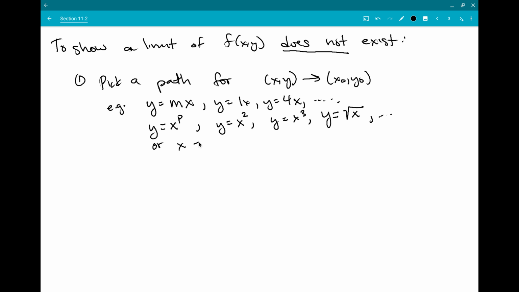Or, x equal to y to some power, x equal to m y. Those are the same as what I already wrote, but sometimes it's easier to think about y being the thing with more powers or y being the thing that's a scalar multiple. Those are what I mean by paths.